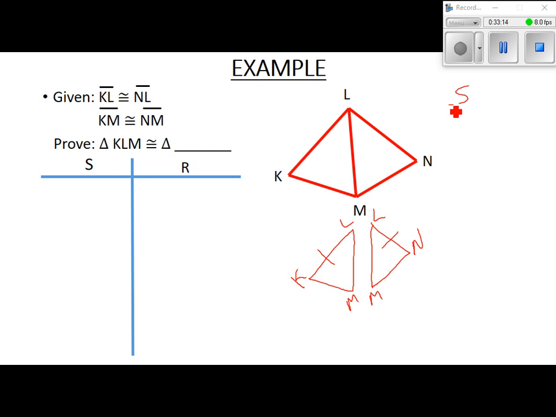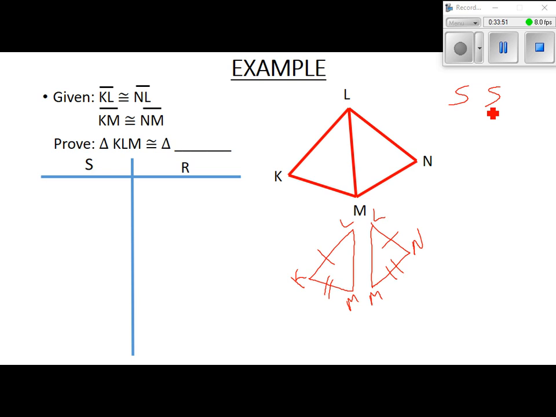What other given information did they tell us? So KM is congruent to NM, so mark that congruent. Is that enough to say the 2 triangles are congruent? We have a pair of sides and another pair of sides. Is that enough? No, we need 3 pairs or 3 parts. Side, side, side, or side angle side. So we either need a pair of angles in between those, or another pair of sides.